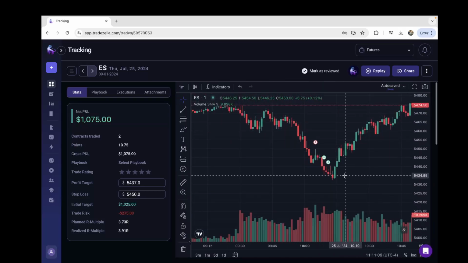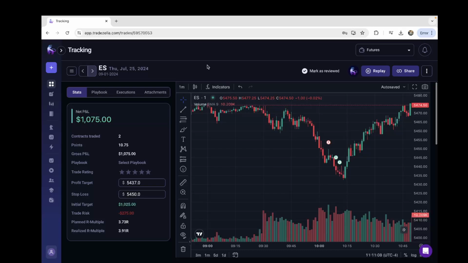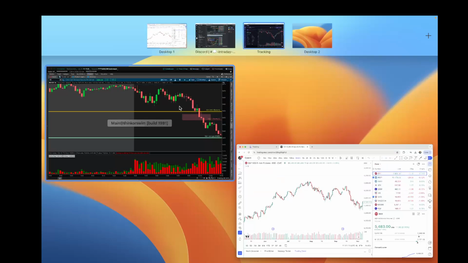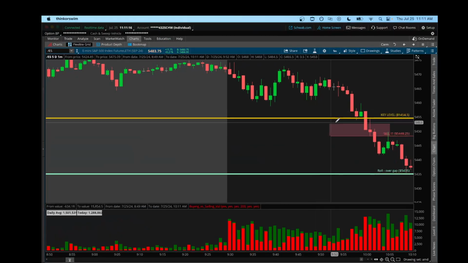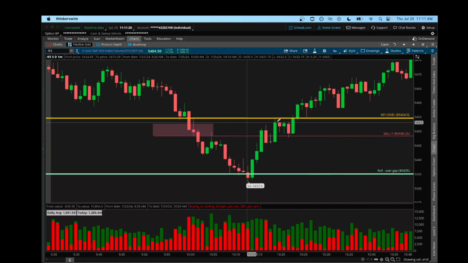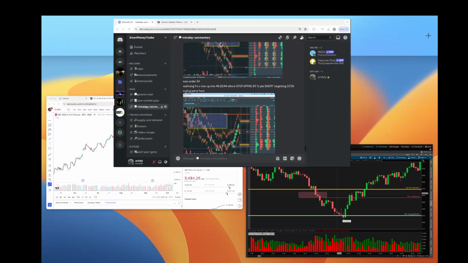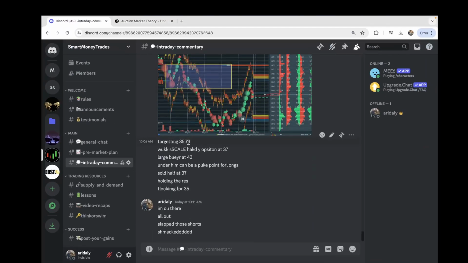That's everyone's dream, to make $500, $1,000 profit in that short amount of time intraday. When you use auction market theory, supply and demand, read the tape, remove the indicators, you can come up with really nice scenarios like this too. And look, I took it short here. The market ended up coming back and bouncing right at my 3-5 level where I covered. I said here, large buyer 4-3, under him can put pressure, boom, sold half at 3-7, holding the rest, looking for 3-5s. I'm out here, all out, slapped those shorts, smacked.